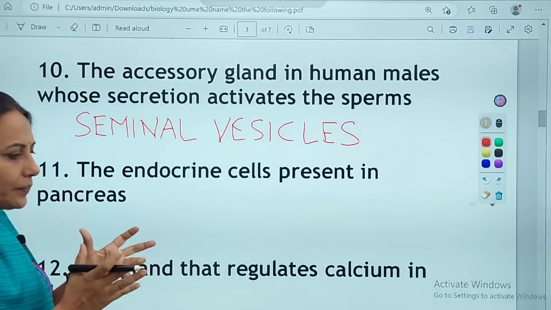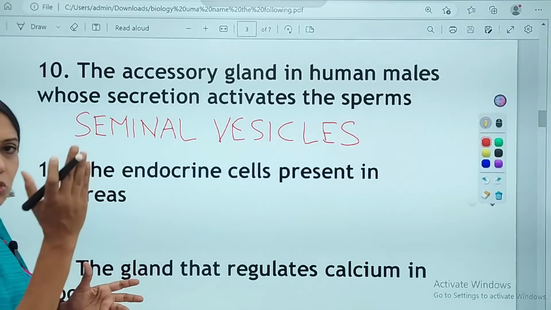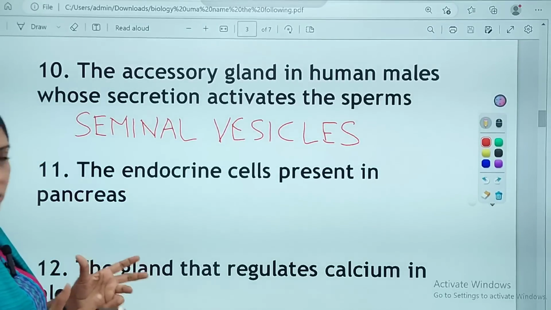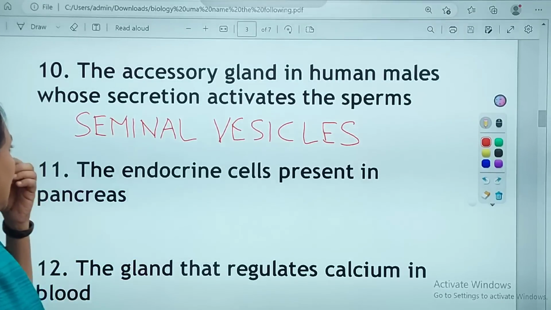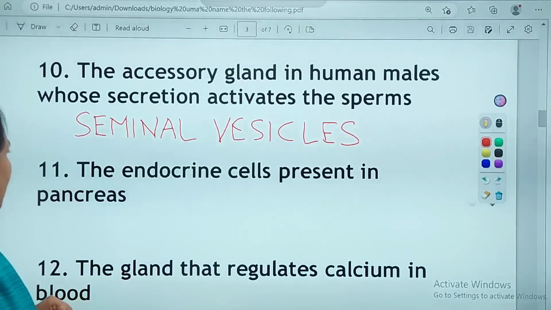So that provides the kind of energy for the sperm. The sperm has to travel a long distance. So it needs to swim, and it has to have a lot of energy. And that energy is provided by the secretions from the seminal vesicles, which activate the sperm.